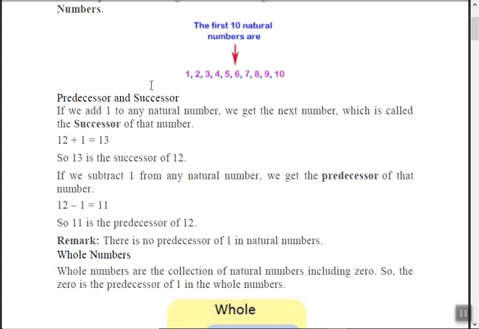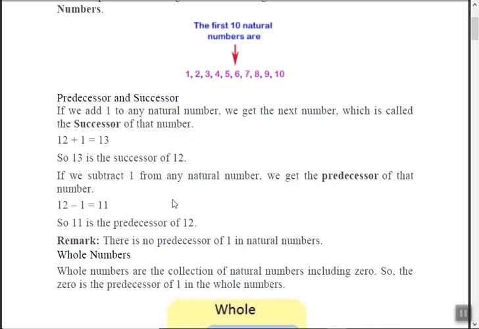What is predecessor and successor? Here, when you add 1 to any natural number, we get the next number. Why only natural? To whole also. If you add 1 to any whole number, even any integer, we get the next number, which is called a successor. Means 12 plus 1 is 13. 13 is a successor of 12.